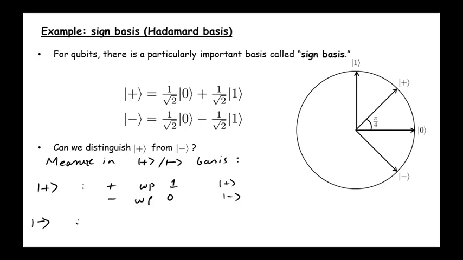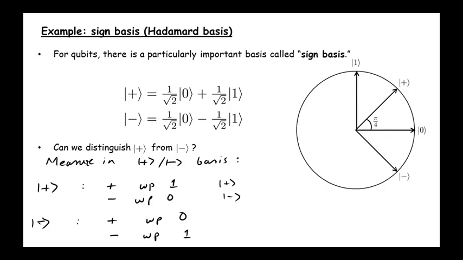If you start with the minus state, you see plus with probability 0, and minus with probability 1. So you end up distinguishing these two completely with probability 1. You know for sure if you measure in the plus minus basis and you start with the plus state, you always get plus. And if you start with the minus state, you always get outcome minus.